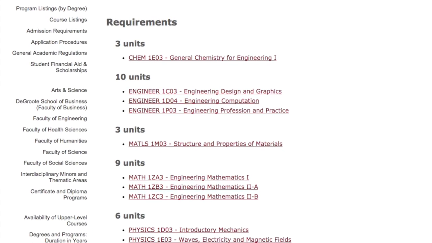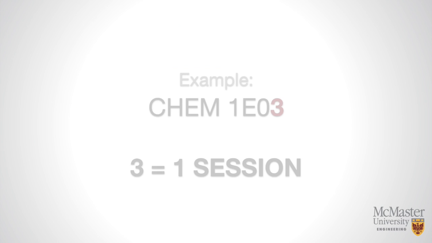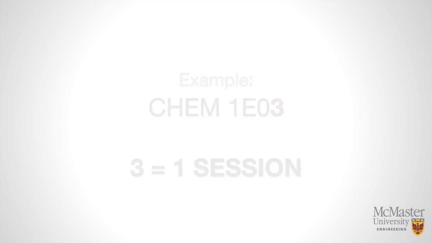So take a look at each of your course codes. The last digit of the course code is how many units that course is worth. You'll notice that some of them have a 3 and some of them have a 6 at the end. A course with a 3 at the end is for 1 session, either in the fall or in the winter. So in other words, you'll be taking that course in the beginning of your first year or in the second half of your first year.